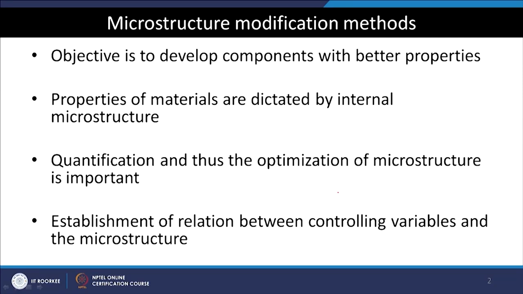we need to also find the relationship between these microstructural constituents and the process parameters. For example, a component is being produced by forging or by heating it up to some conditions, then we need to find the relation between these properties and these parameters. That is what a technical person will be doing while producing the components. Okay. So, the important thing is the establishment of a relation between controlling variables and the microstructure. So, what are all the things which will be controlling the microstructure and thus the properties of the material?